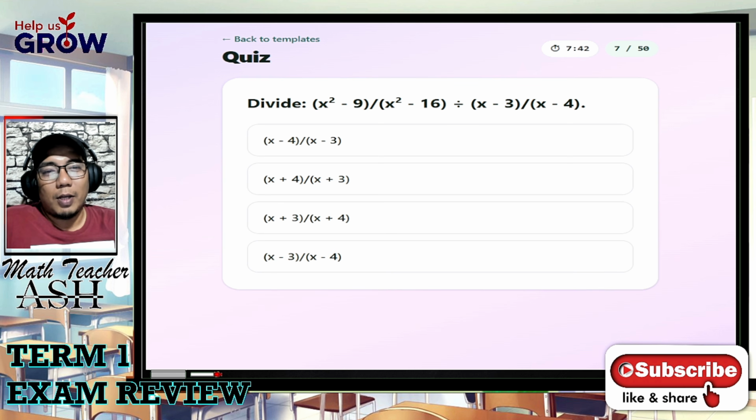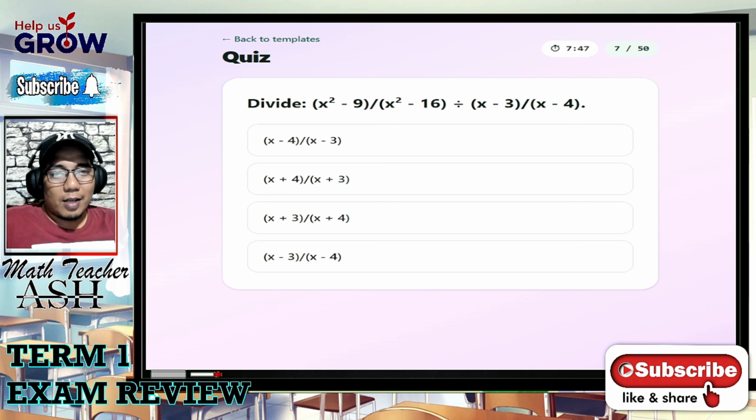Divide the quantity x squared minus 9 over the quantity x squared minus 16 by the quantity x minus 3 over the quantity x minus 4. What would be the answer? Is it the quantity x minus 4 over the quantity x minus 3? Is it the quantity x plus 4 over the quantity x plus 3? Is it the quantity x plus 3 over the quantity x plus 4? Or is it the quantity x minus 3 over the quantity x minus 4? What do you think is the answer?